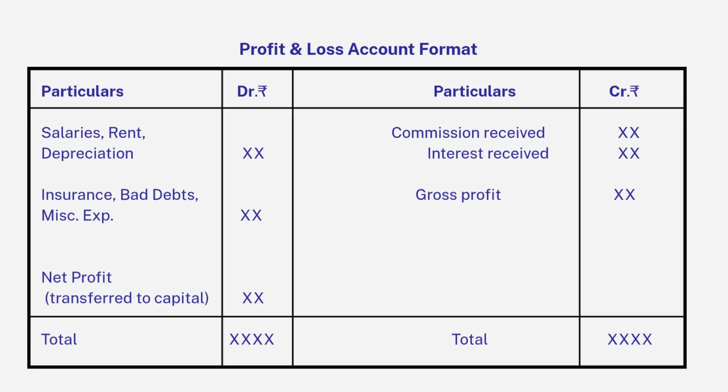Profit and loss account format includes the same headings. Debit side includes all the indirect expenses, and credit side includes all the incomes. Gross profit of trading account is also transferred in credit side of this account. The balancing figure in debit side is net profit, and if it comes in credit side, it is net loss.